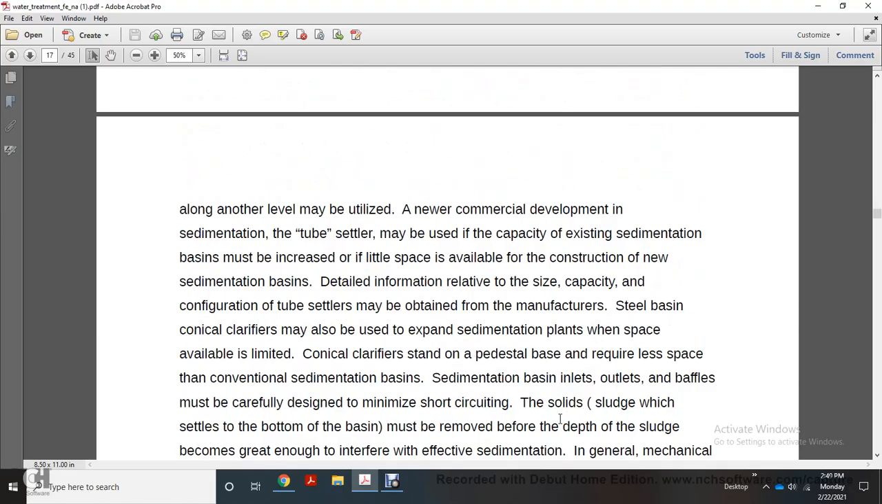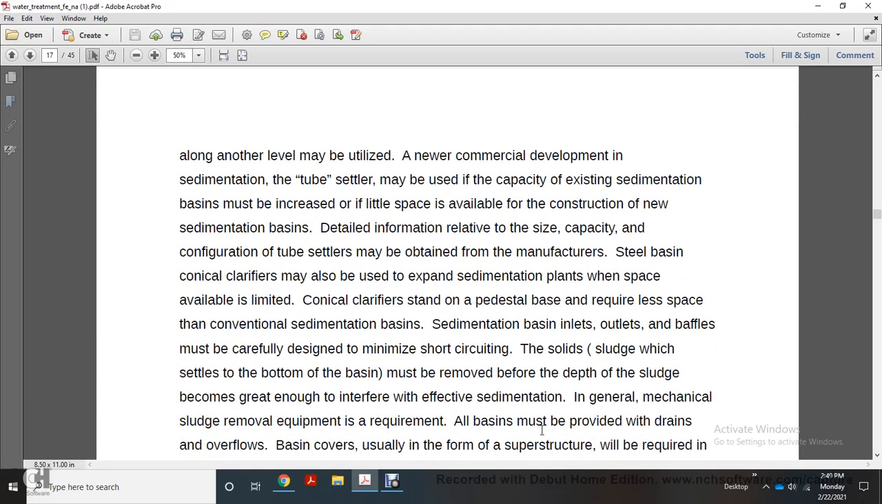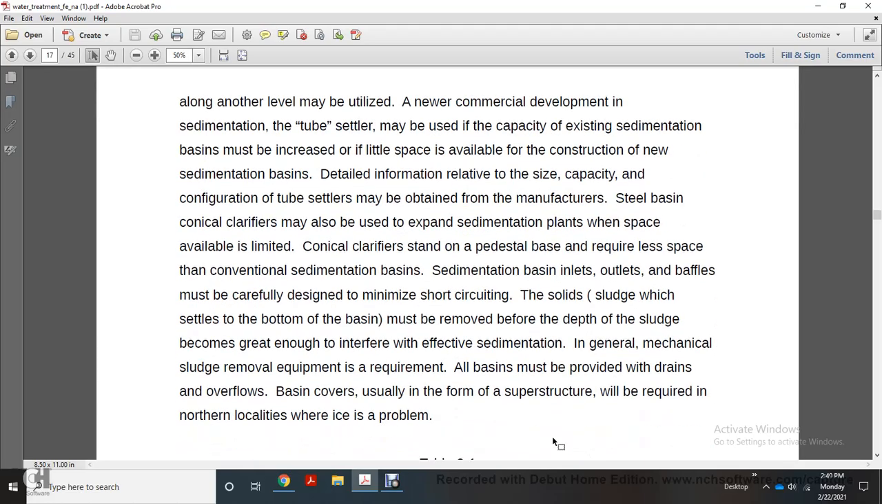A newer commercial development, sedimentation with tube settlers, may be used where the capacity of existing sedimentation basins must be increased and little space is available for construction of a new sediment basin. Detailed information relative to the size, capacity, and configuration of tube settlers may be obtained from the manufacturer, but the conical clarifiers may also be used to expand sedimentation plants. When space is limited, clarifiers with a pedestal base require less space than the conventional sedimentation basin.